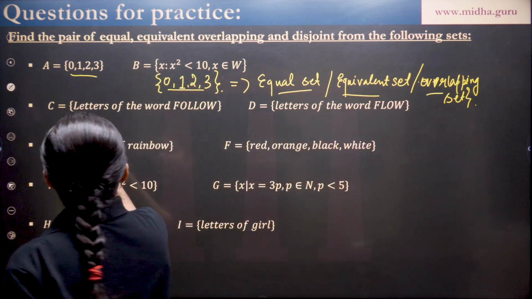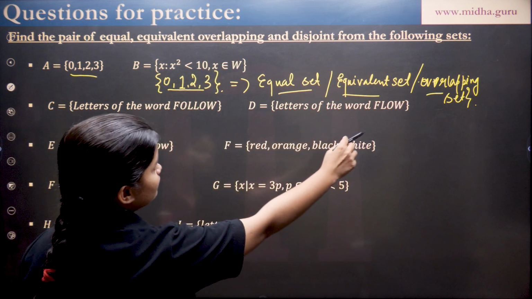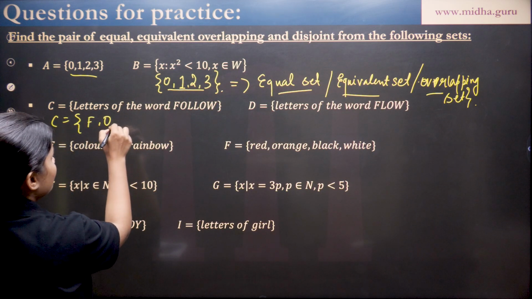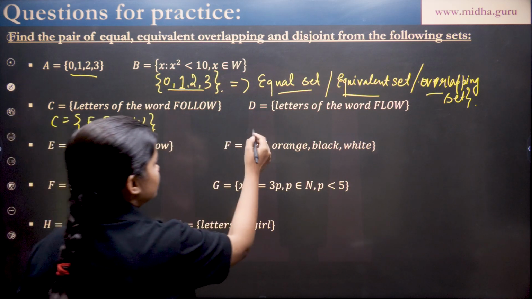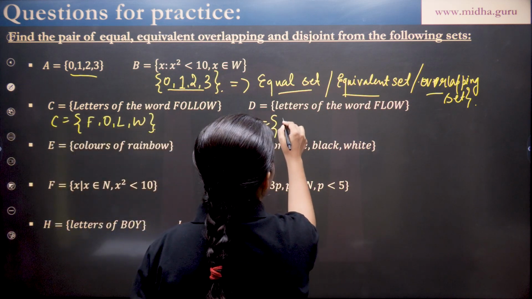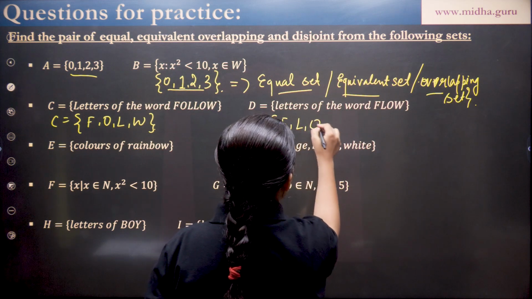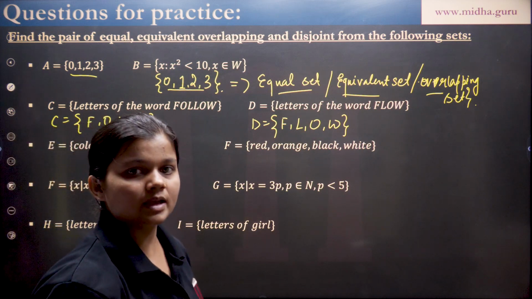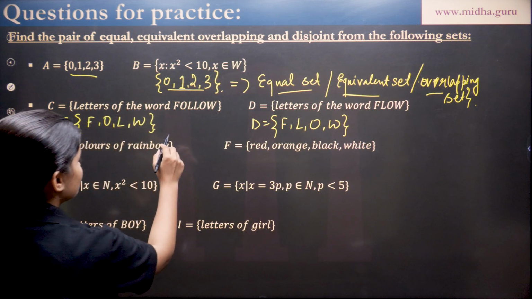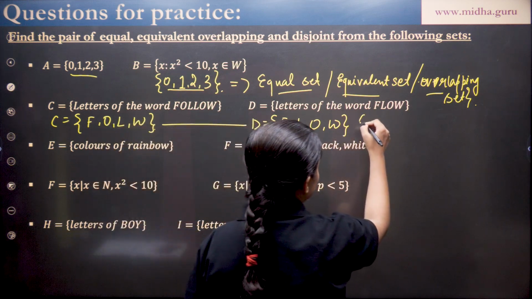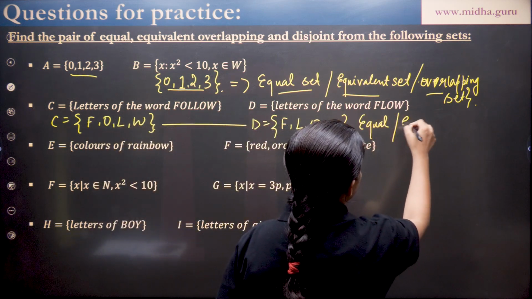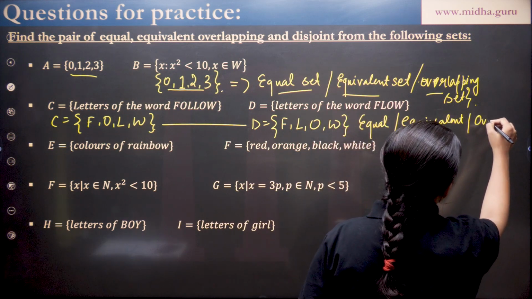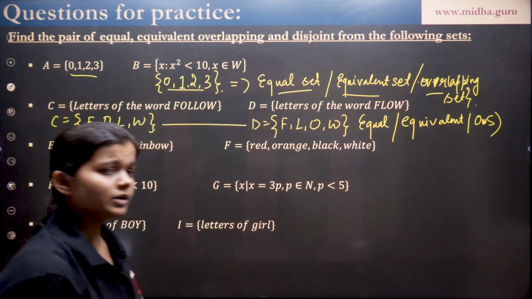Next is letters of the word follow and letters of the word flow. So let's write this set as F, O, L, W and this set as F, L, O, W. The arrangements are different but the elements are the same, so the sets are also equal. So these two sets are also equal sets, equivalent set and overlapping set. Okay, clear?